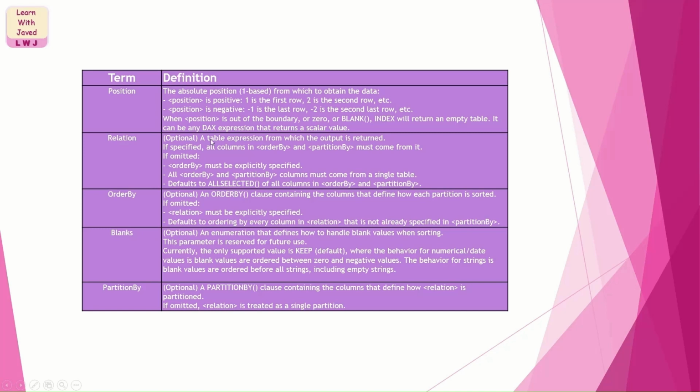You only need to keep in mind that the first parameter, that is position, is mandatory and the rest of the parameters are optional, right? So without wasting time, let's jump into Power BI, where I will give you some examples.